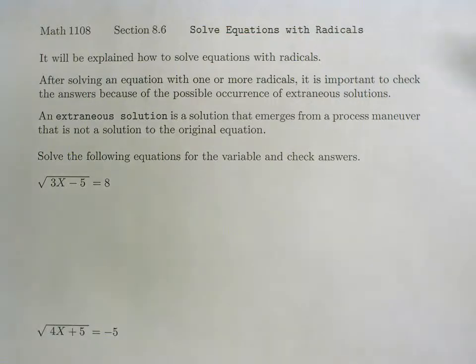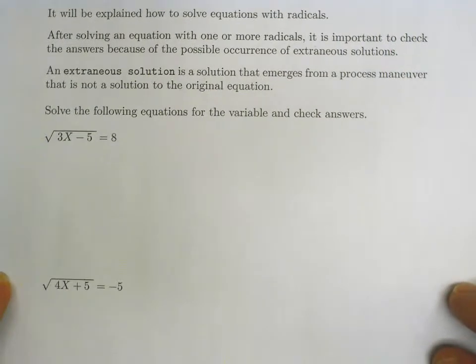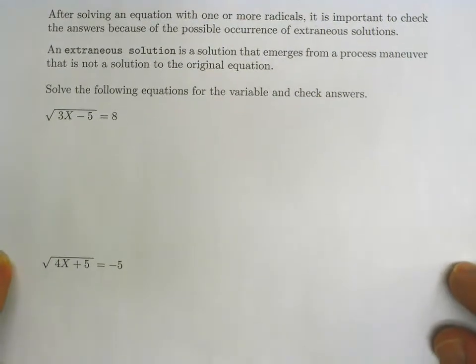Okay, it will be explained how to solve equations with radicals. After solving an equation with one or more radicals, it is important to check the answers because of the possible occurrence of extraneous solutions. An extraneous solution is a solution that emerges from a process maneuver that is not a solution to the original equation.